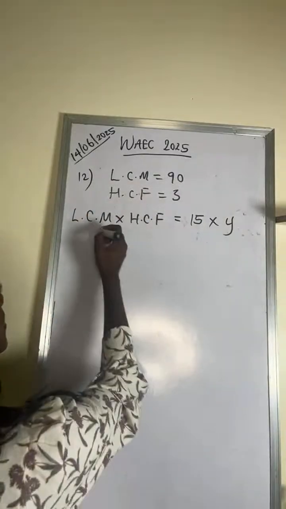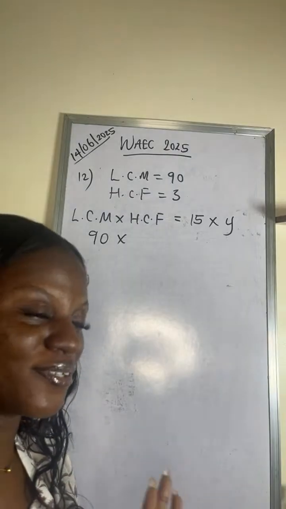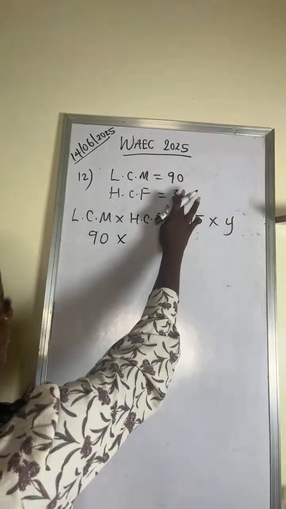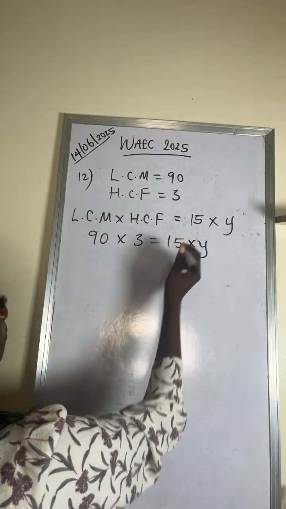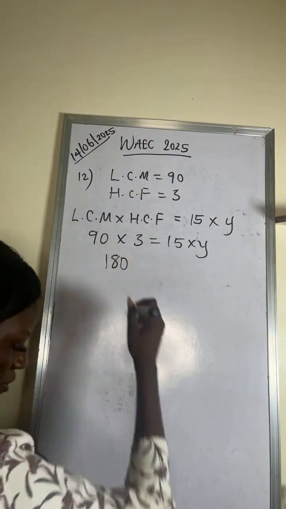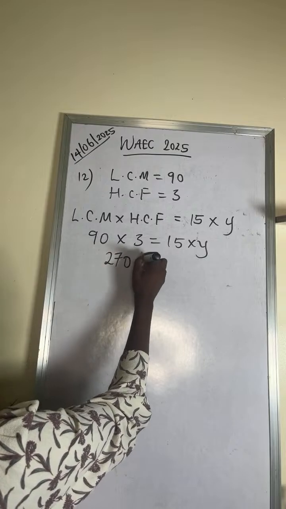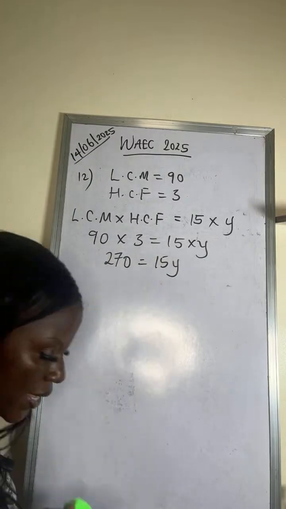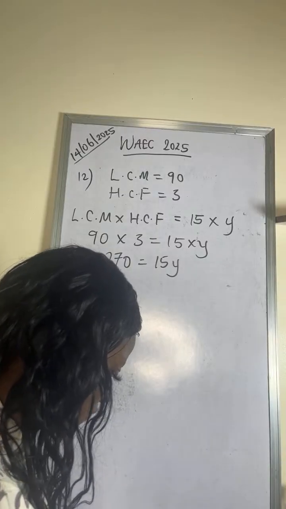So they told us that the LCM is 90. Remember when we do substitution in algebraic expression, this is it. The HCF is 3, and then you have 15 times y. So 90 times 3 is 180. No, 270. 9 times 3 is 270. Then 15y. Right? Let's put that on the calculator so we're very sure.